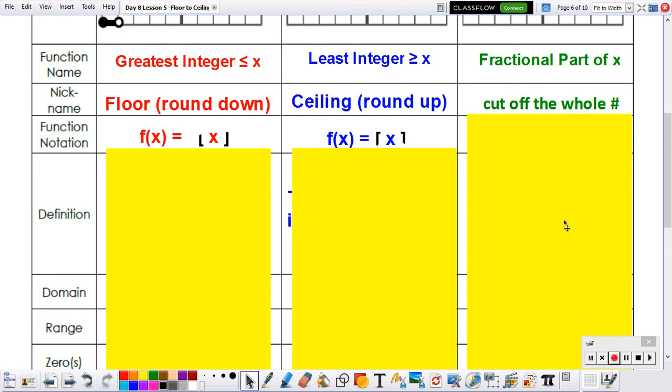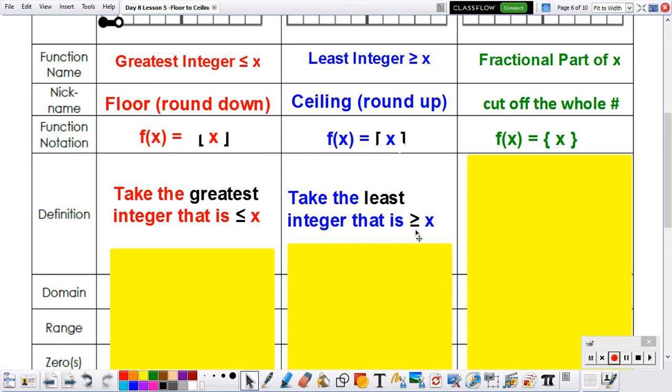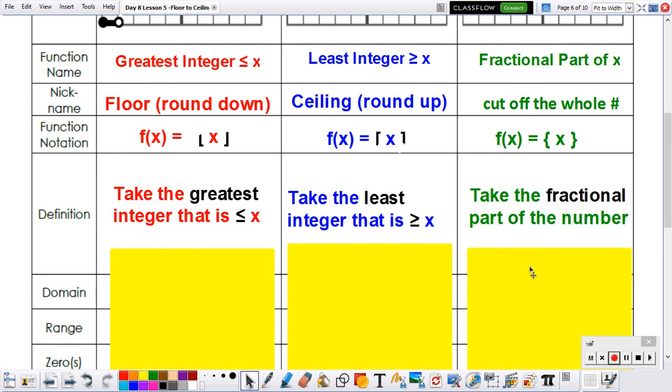And then for the fractional part of x function, it's going to just be the set notation brackets. So make sure you have those copied down exactly as I do. Okay, so the definition for the round down function is we are just going to take the greatest integer that is less than or equal to x. For the least integer function, we are going to take the smallest integer that's greater than or equal to x, and for the fractional part, take the fractional part of the number.